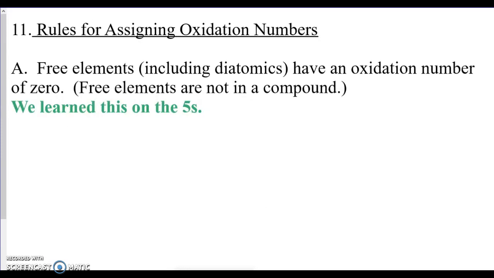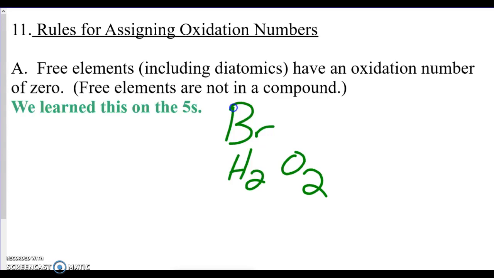Rules for oxidation numbers. Free elements means any element on the periodic table, and diatomics, so it'd be like Br2, H2, O2, all those are diatomics. Free elements would be just like Fe. They all have an oxidation number of 0. This is on the cover of your unit pack. We also used this information yesterday.